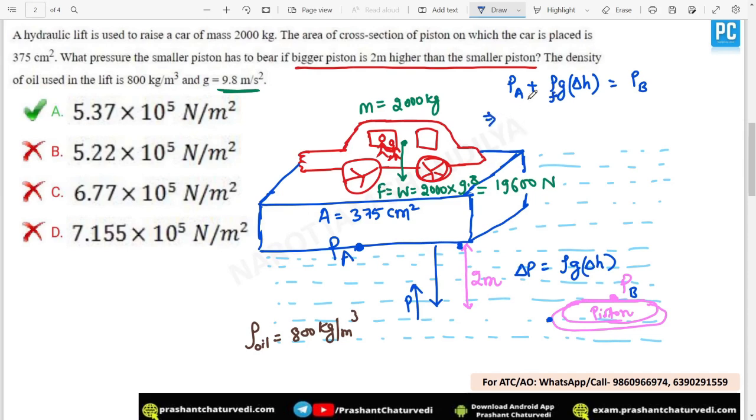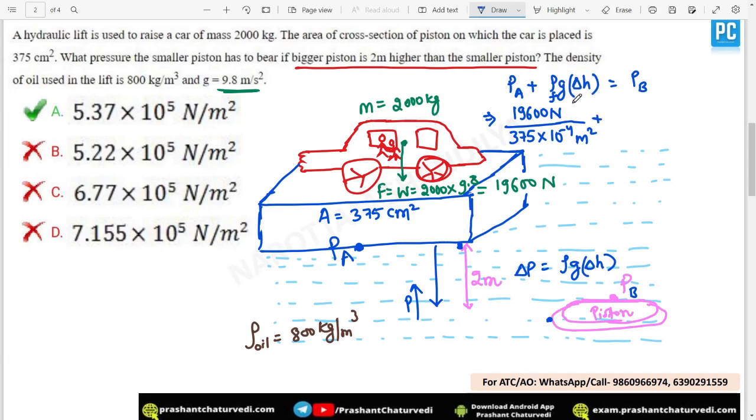Okay, so pressure PA will be calculated as force upon area. The total force is 19600 divided by 375 centimeter square. You can change that into meter square, and this will be in newtons, so this will become Pascal. So this term should also be in Pascal.